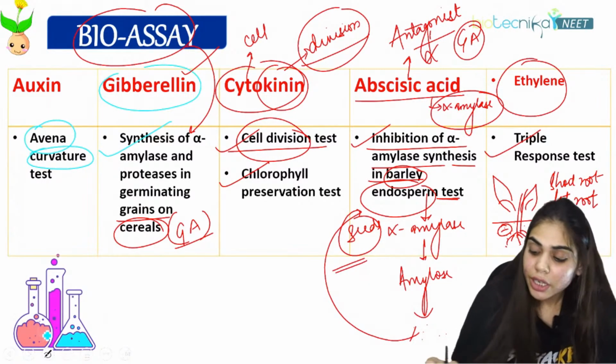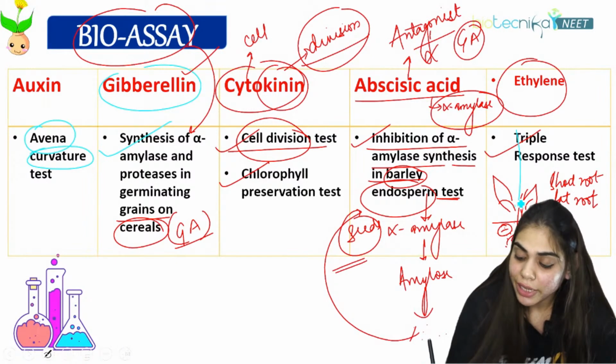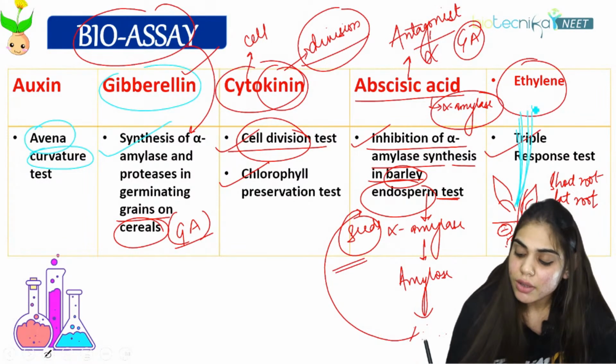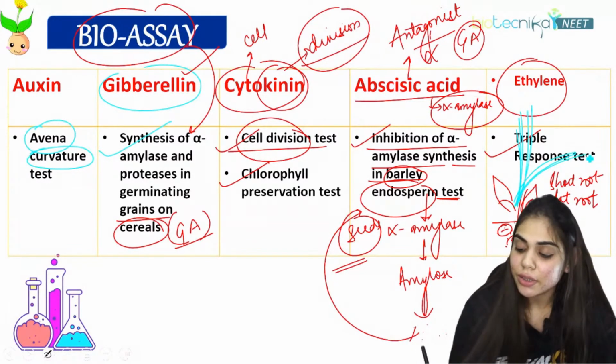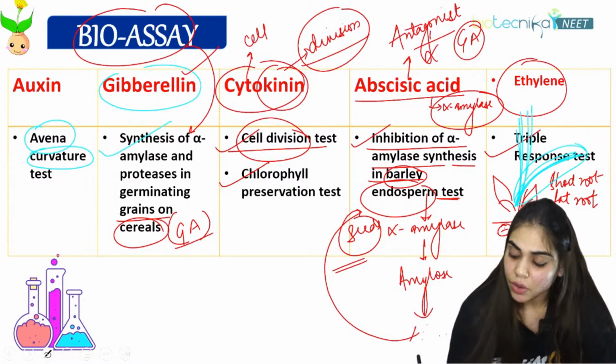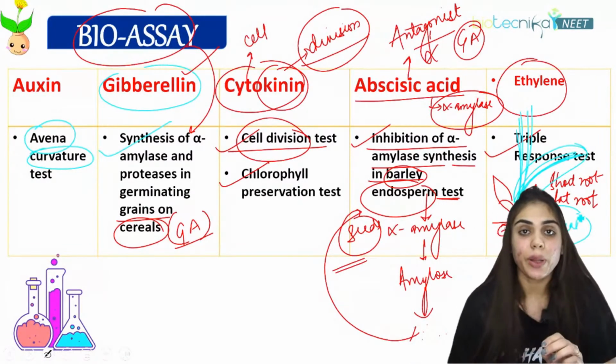How lateral growth? It will not cause the plant to grow upward. The plant height will not be so much, but it will cause horizontal growth. The plant will only grow laterally. That means it will cause the lateral or sideways growth of the plant. That is what is called the triple response.